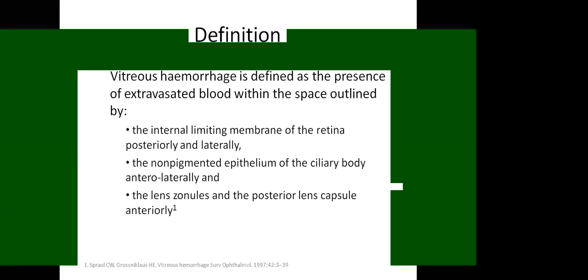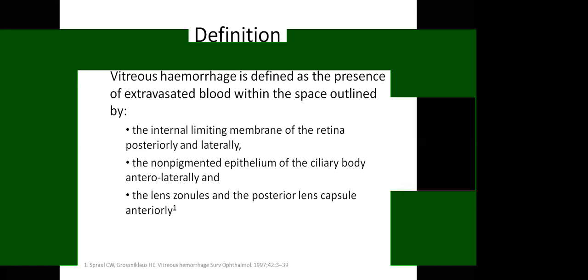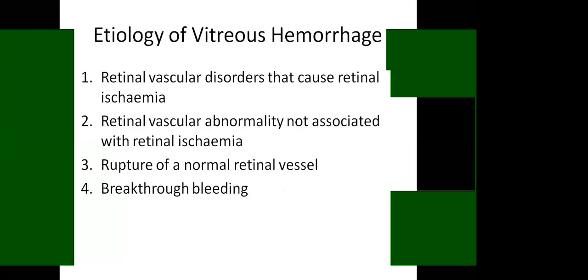So let's get started with a definition. Before we begin, I will mention that this presentation does not have images because I presume that all of us are ophthalmologists or healthcare workers and we all know what vitreous hemorrhage looks like. So vitreous hemorrhage is the presence of blood in the space outlined by the ILM of the retina posteriorly and laterally, and by the non-pigmented epithelium of the ciliary body anterolaterally, and the lens zonules and the posterior lens capsule anteriorly in a normal eye.